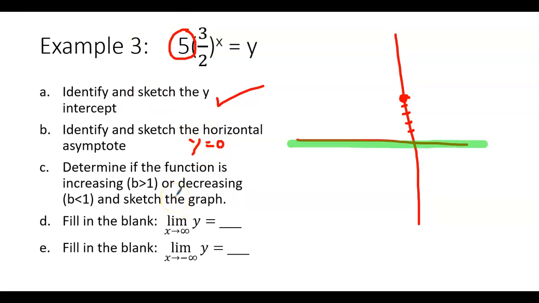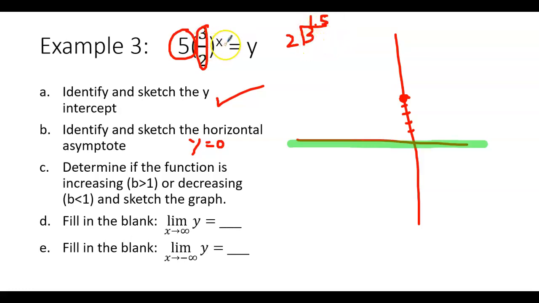Increasing or decreasing? All right, well, look at this number. Is this number bigger than 1 or less than 1? It might help if you change this into a decimal. If you do the top number divided by the bottom number on your calculator, you're going to get 1.5.